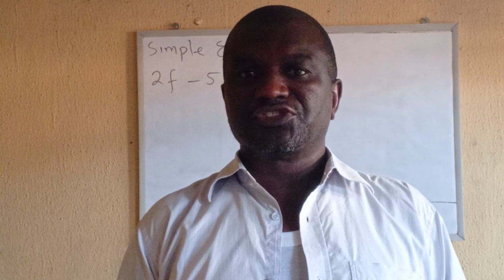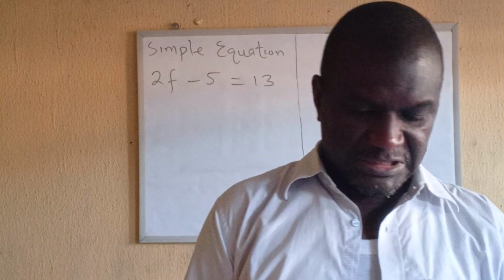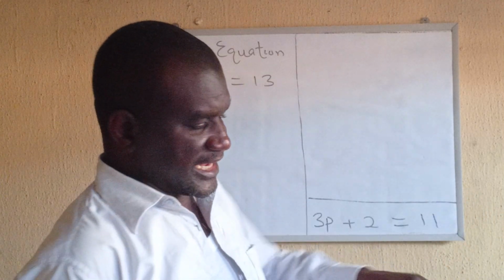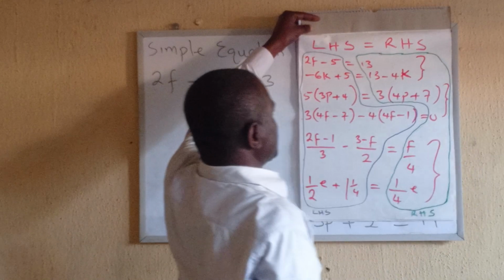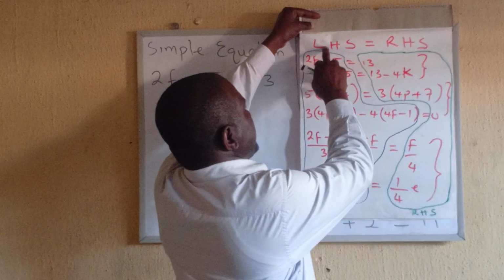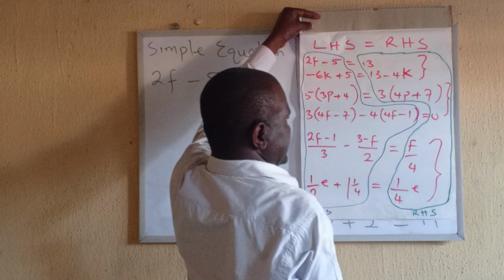Today we are continuing equations, and in today's class we are looking at simple equations, or we can say how to solve a simple equation. Now in last class, by our definition, we established that left hand side is equal to right hand side.